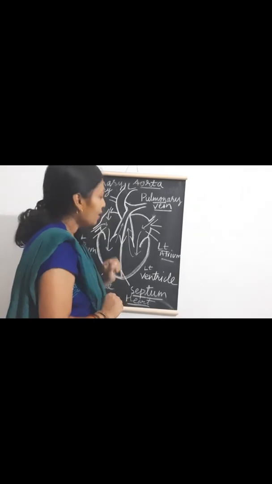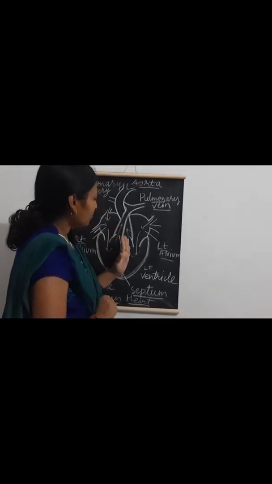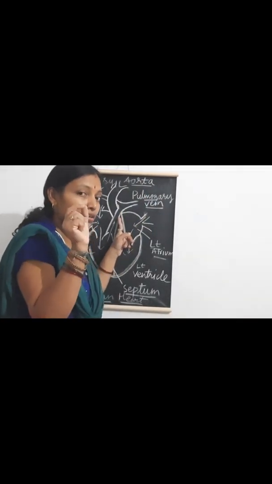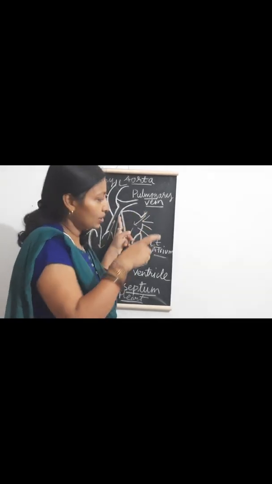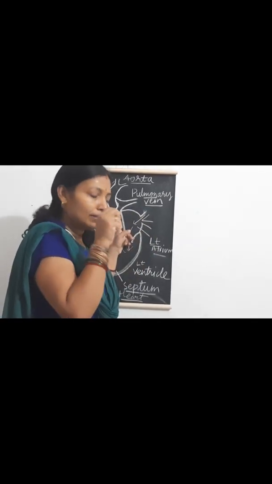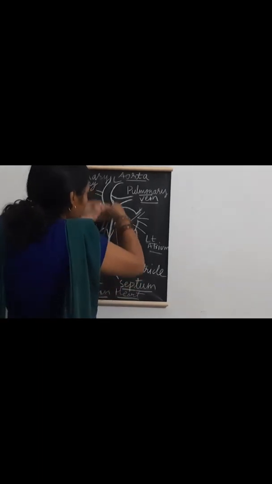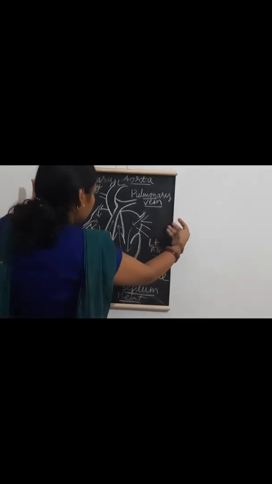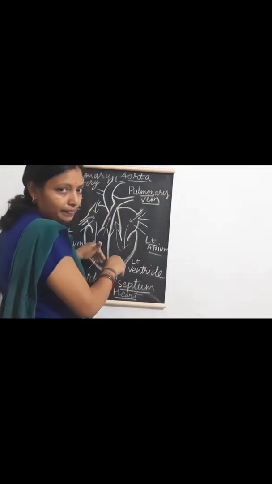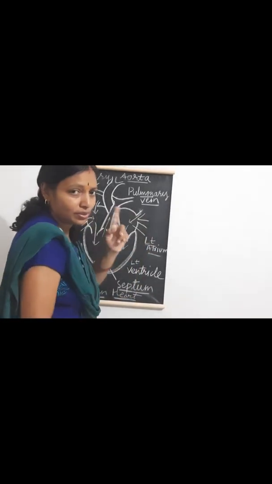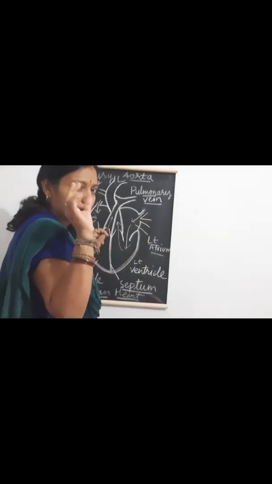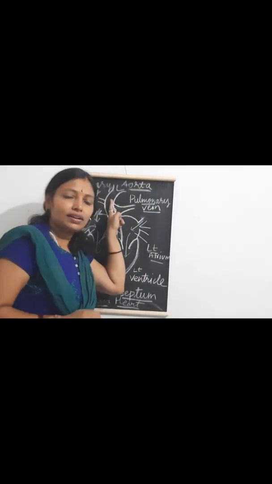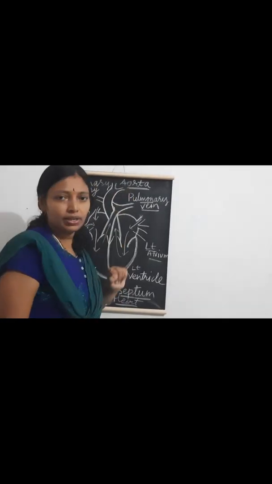And one more thing, the blood vessels which carry the blood away from the heart are known as arteries. I'll explain later in detail about the types of blood vessels, but you should know that the blood vessel which carries the blood away from the heart is known as artery. And those blood vessels which bring the blood towards the heart are known as veins. And in our body, the largest artery is aorta. So if they ask, name the largest artery in the human body, your answer should be aorta.